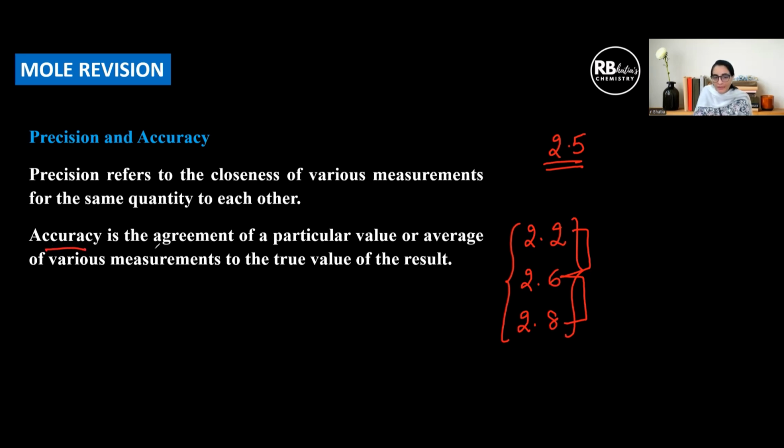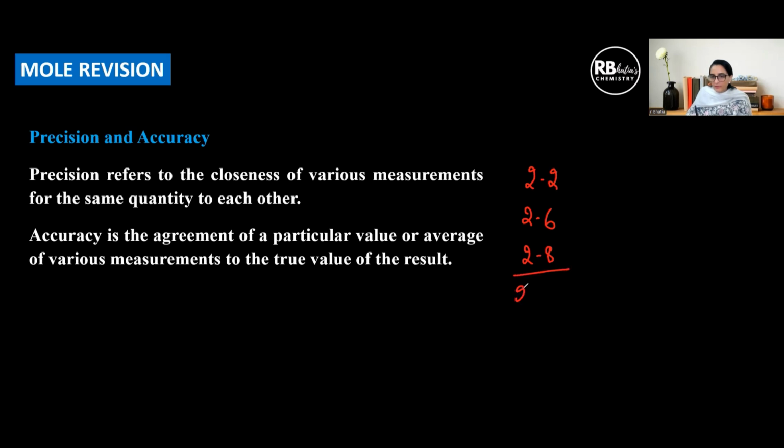Accuracy is the agreement of a particular value or average value of various measurements to the true value. So if I take the average of these values, I'm going to get 2.533. The original value was 2.5. So I would say the measurement is quite accurate because of the closeness of the average to the true value. So it has a good accuracy, but bad precision because the various measurements are away from each other.